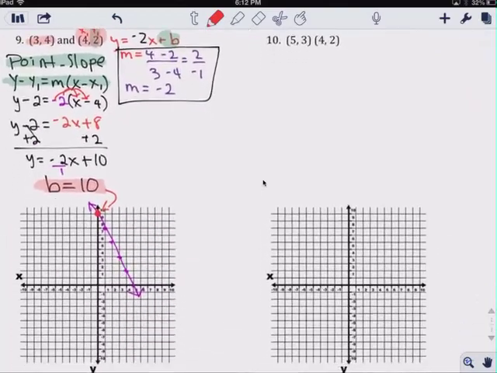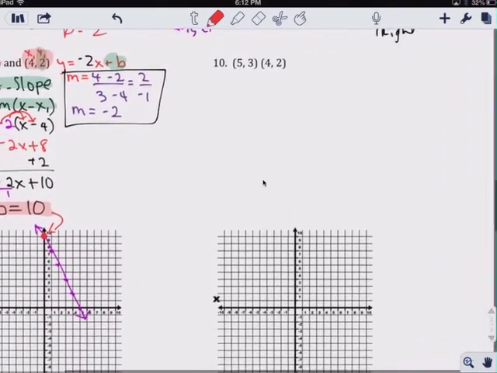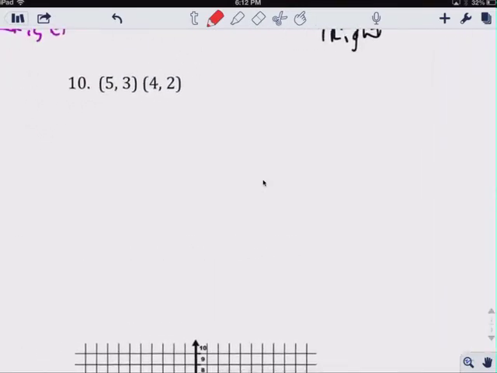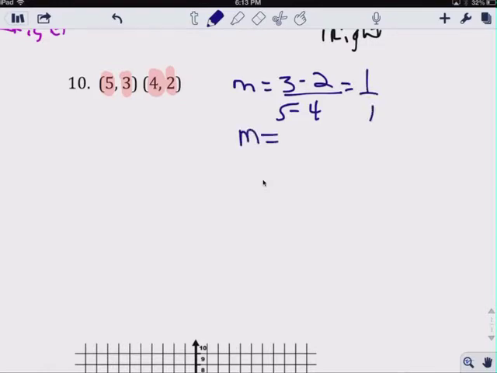Okay, so same thing for number 10. In none of the classes did I do number 10. So for number 10 here, we need to first find the rate of change, which is m equals y2 minus y1 over x2 minus x1, so 3 minus 2 over 5 minus 4, which is 1 over 1. So my slope here is just 1.